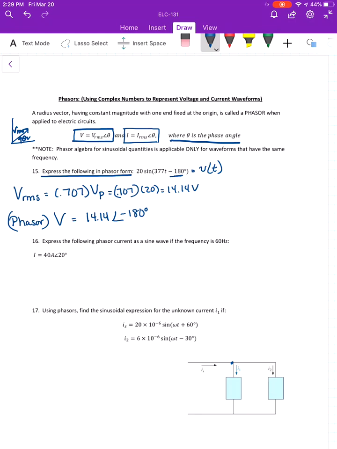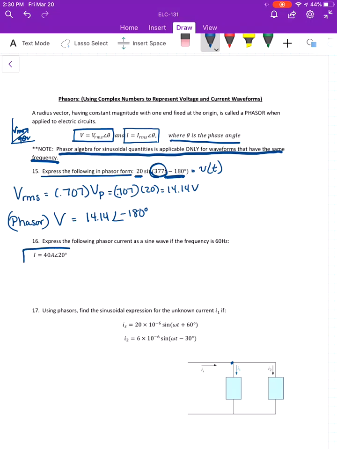Now notice that this phasor includes information about the voltage itself, the peak. It's actually the RMS voltage, but we can find the peak from that. And it includes information about the phase shift. What it does not look at all is the frequency. Okay, so note that we can only use phasors for waveforms that have the same frequency, okay, because we're not accounting for that. So let's look at number 16, and we're actually going to work backwards for number 16.